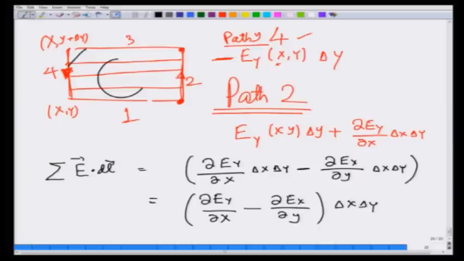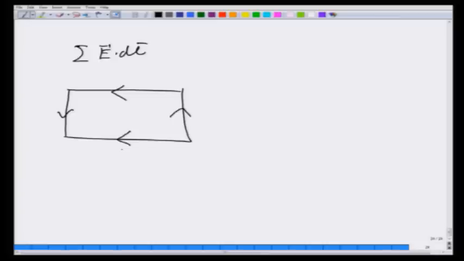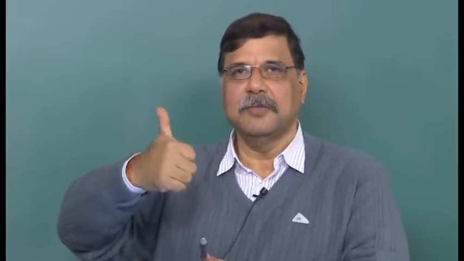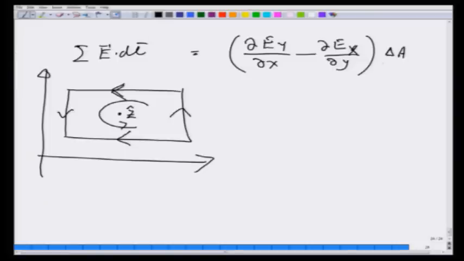What is delta x delta y? Delta x delta y is nothing but the area of this small rectangle. So, summation E dot dl over this rectangle is equal to (partial E_y partial x minus partial E_x partial y) times this small area. Taking the right hand convention, that means if I curl my fingers around the path, the thumb gives me the direction of the area. So, if I go around like this, this is the x-y plane, remember, the thumb gives the direction of area, I will take that convention, so that is the z direction. So, I can write this area, as a vector, as delta A z-hat.